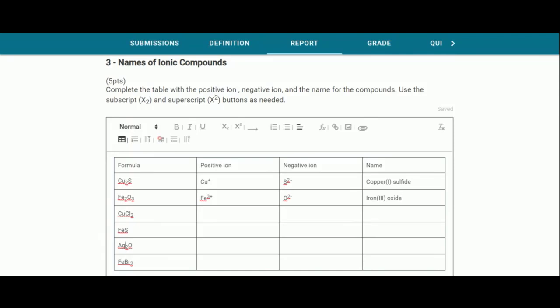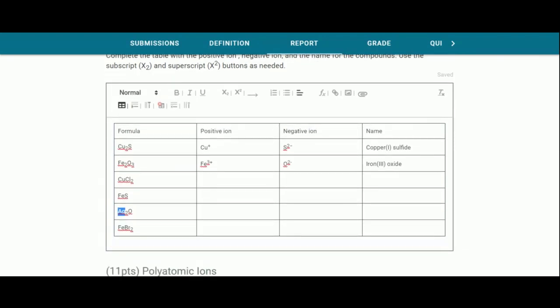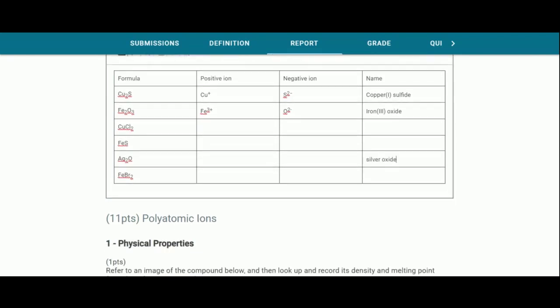Now note, if it's one of those special ions, silver is not really a transition metal in the sense that it doesn't have a changing charge, right? It's not going to be silver 1 or silver 2. Silver always has a +1 charge, so it'd just be silver oxide. This one. Watch for those.